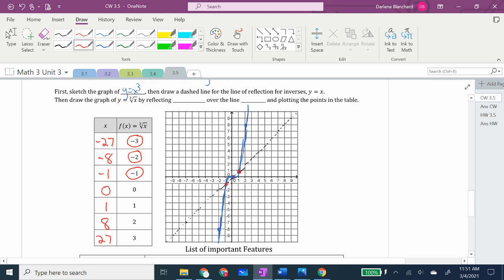So I can plot these 3 points that are shared by both the y equals x cubed and the cube root of x. I can additionally plot another pair of points with my cube root to try to get a good feel for where it's located. So I'm going to plot 8, 2, and negative 8, negative 2.